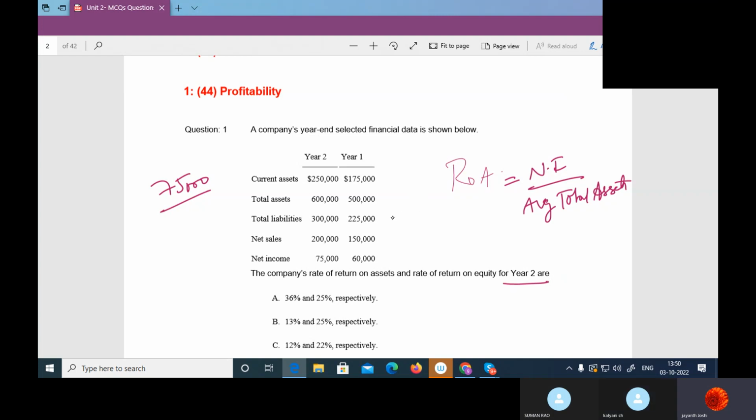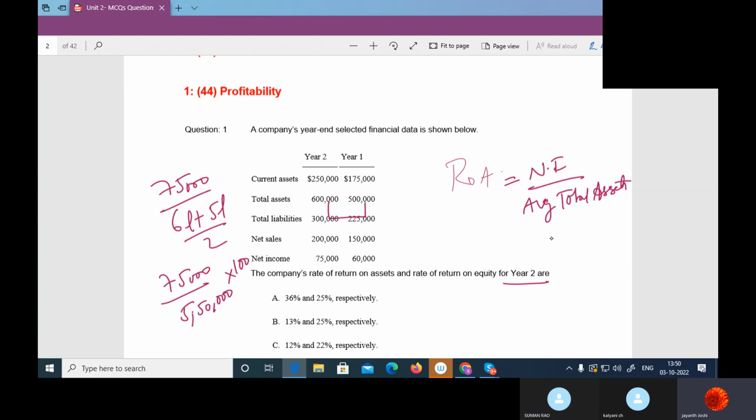They're asking for average total assets. How will you find it? You take opening and closing assets divided by 2. Correct? So what is that? 5 lakhs plus 6 lakhs, 11 lakhs divided by 2 is 5.5 lakhs. So 75,000 divided by 5.5 lakhs. Just do that and tell me the percentage, and then also return on equity.